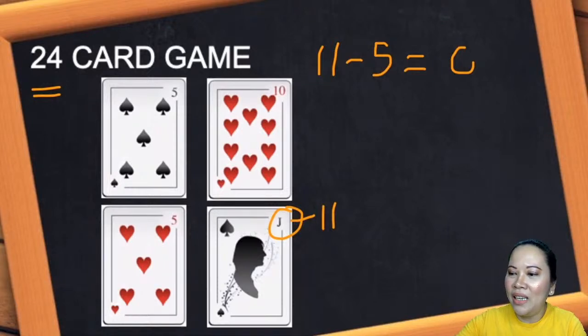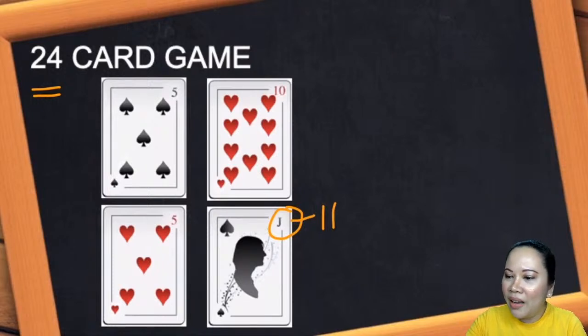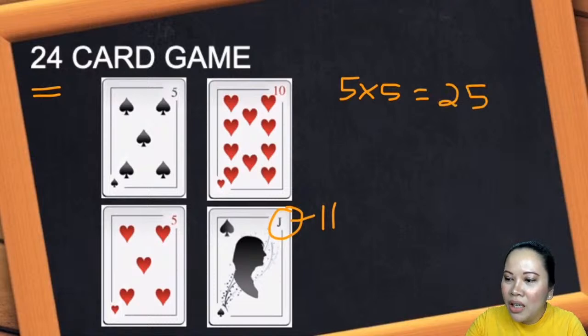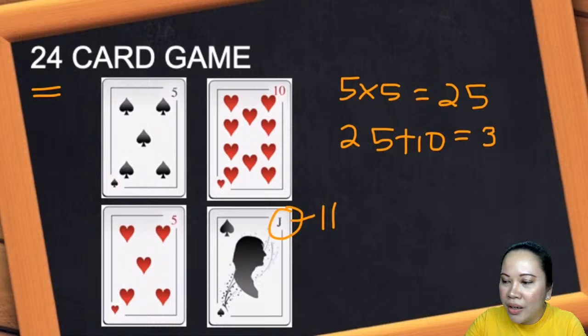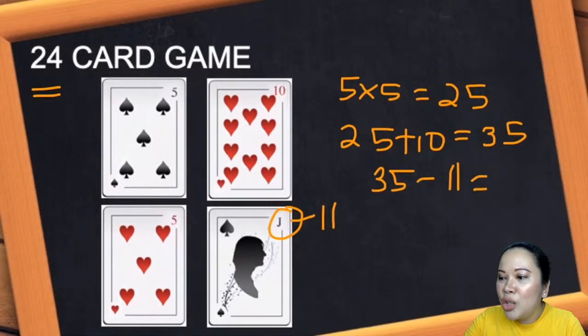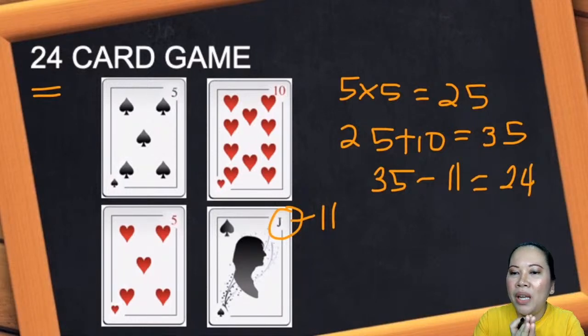Hi, Bowen. Okay, 5 times 5 is 25. 25 plus 10 is 35. 35 minus 11 is 24. Well done, Bowen. Congratulations. Yes, it was. Congratulations, Bowen.